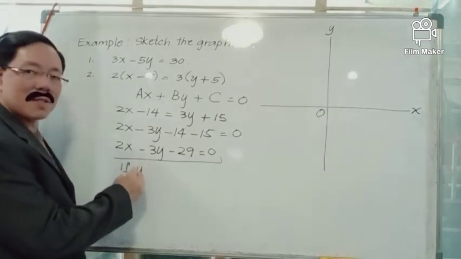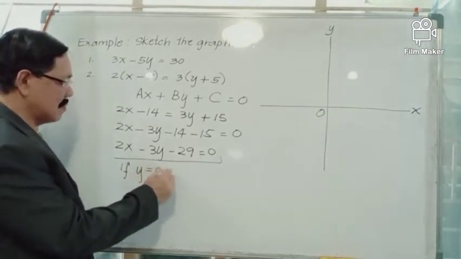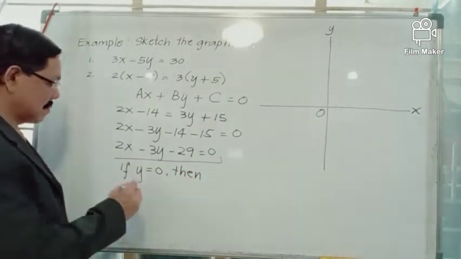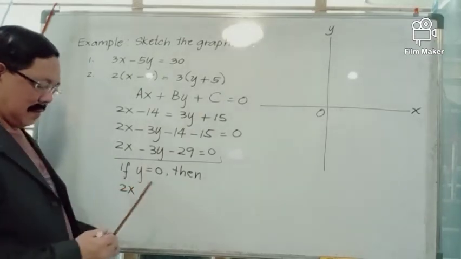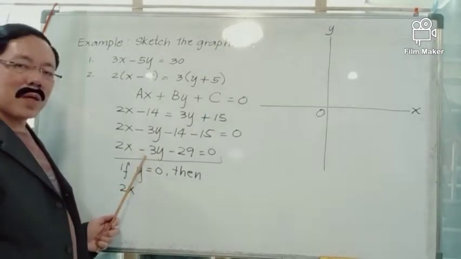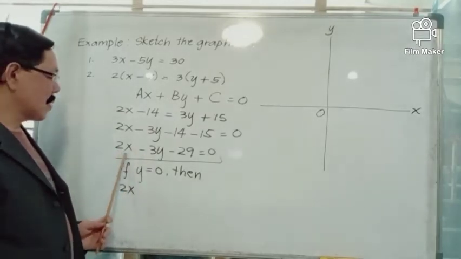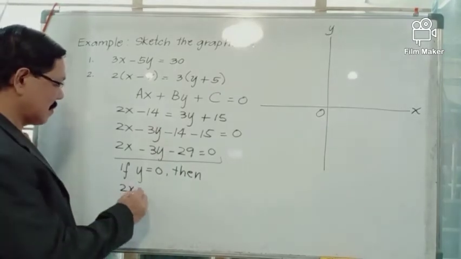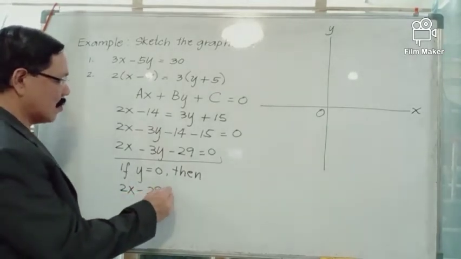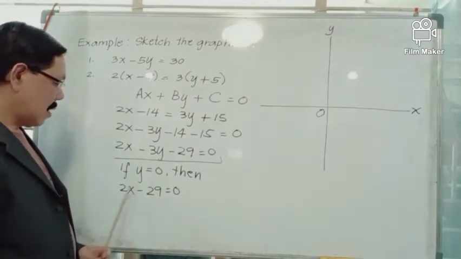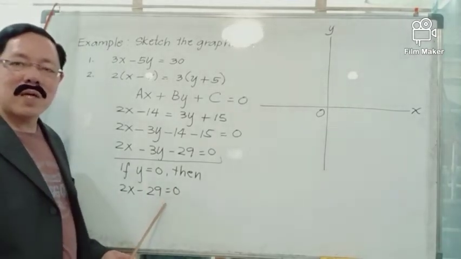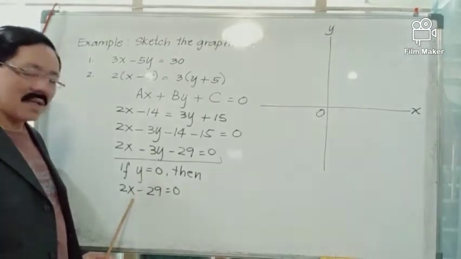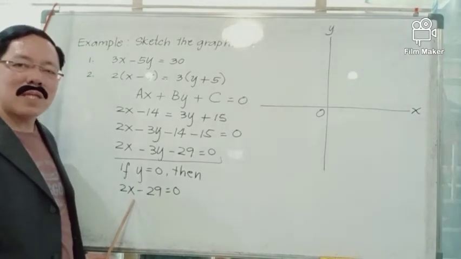If y equals 0, then we have 2x. Y is 0 multiplied by negative 3 is 0. 2x minus 0 is 2x. Minus 29 equals 0. And this is a linear equation in one variable x only. And we know from last time that the graph of this linear equation in one variable x only is a vertical line.